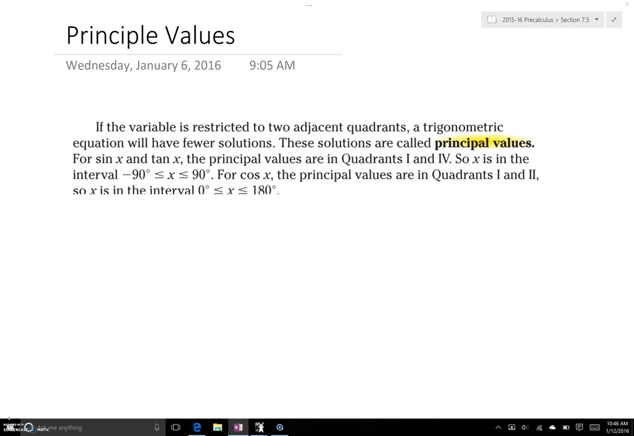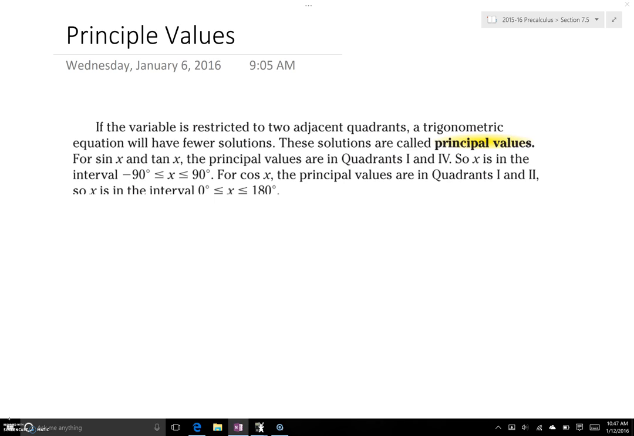Alright, so we're going to move on to Chapter 7, Section 5. And in this section, we're going to put everything that we've learned together. We're going to use a lot of the identities. We're going to solve expressions by simplifying using the identities and so on.